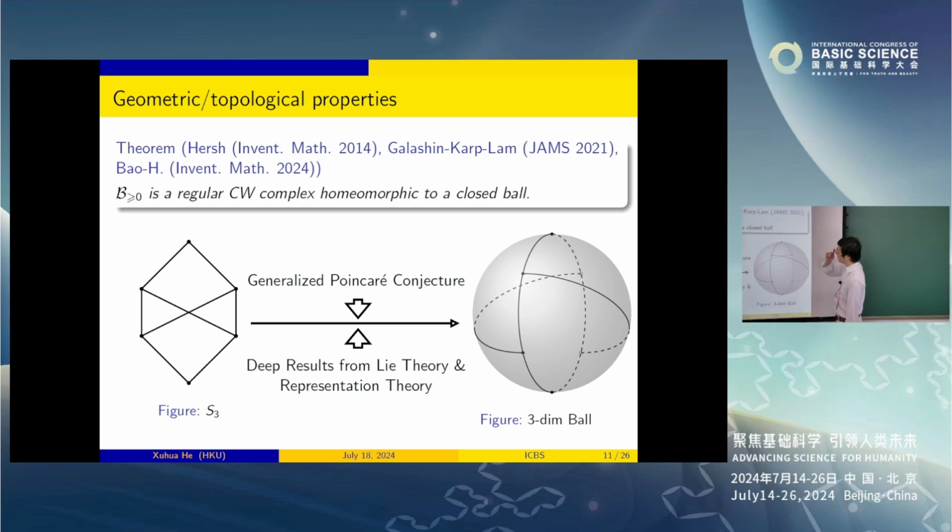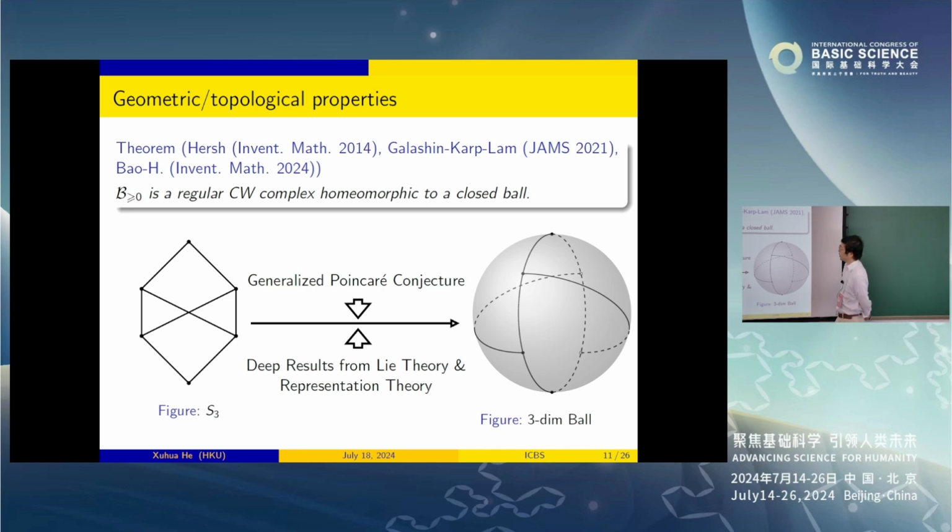This actually has a long history. It has been studied for quite some time. Let me list some of the major works. First, by Hersh in 2014, who proved that it's not the totally non-negative flag, but the link of the U plus part that is homeomorphic to a closed ball. Then Galashin, Karp, and Lam proved this for the flag variety of the reductive group. And finally, joint with Huanchen Bao, we proved this for any Kac-Moody setting.